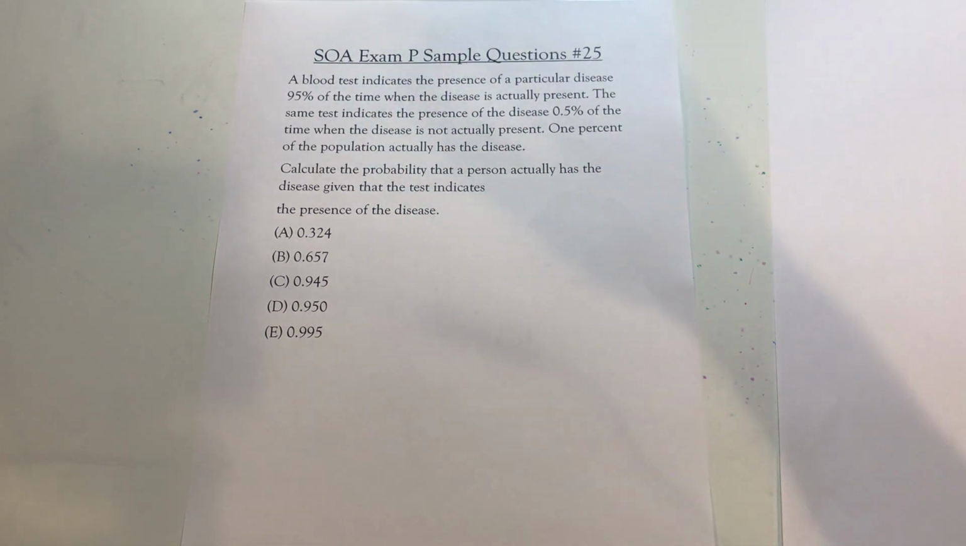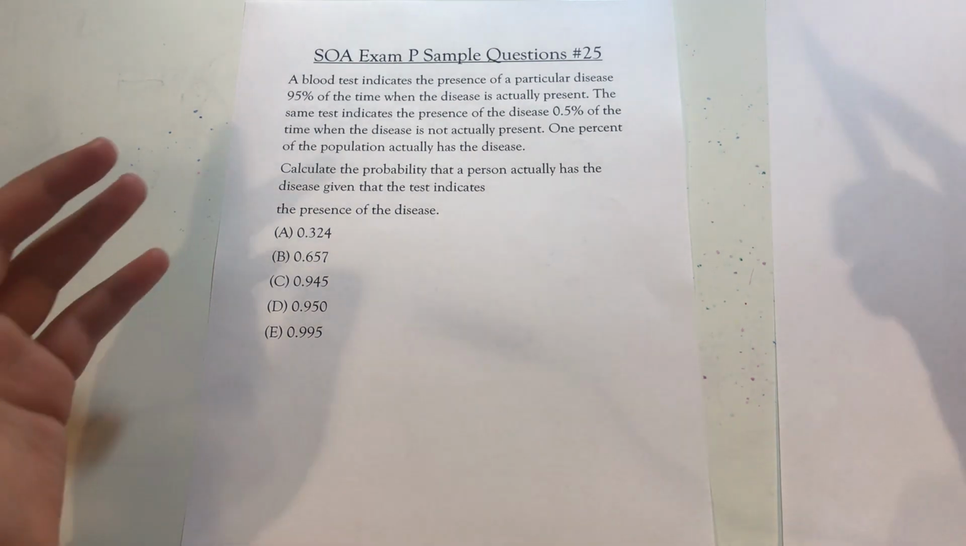1% of the population actually has the disease. We want to calculate the probability that the person actually has the disease given that the test indicates the presence of the disease. Okay, so this is similar to some problems that are part of the SOA Exam P list of sample questions that you might have already done. However, it is admittedly a little bit more complicated. They don't just give you the information in a straightforward way.